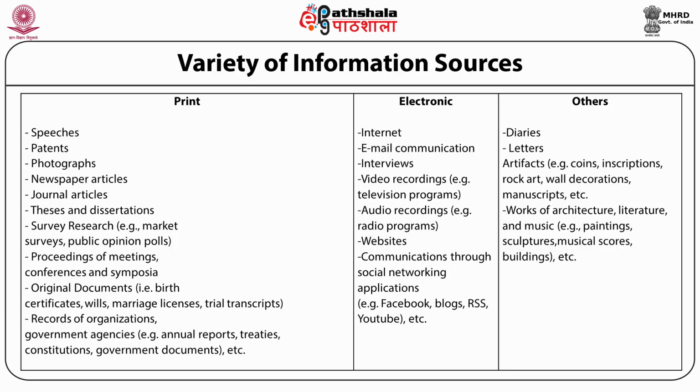And the third category, which is having the miscellaneous kind of information sources, these are diaries, letters, artifacts, for example, coins, inscriptions, rock art, wall decorations, manuscripts, etc. Works of architecture, literature, and music. For example, paintings, sculptures, musical scores, buildings, etc. So, we have a variety of information sources in this way.